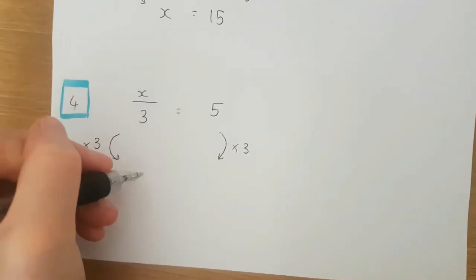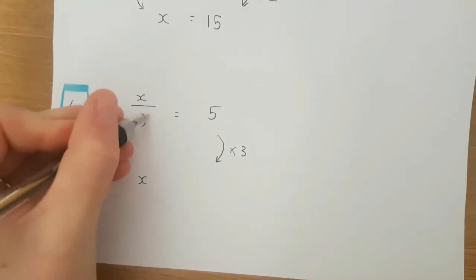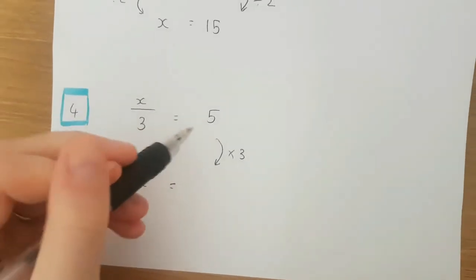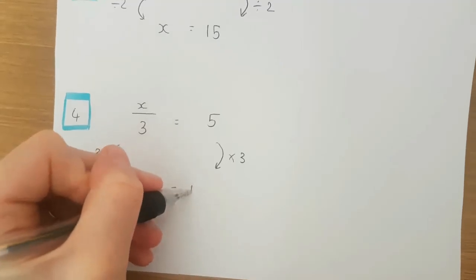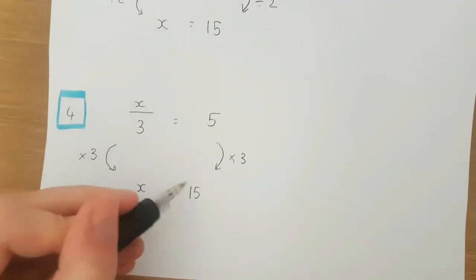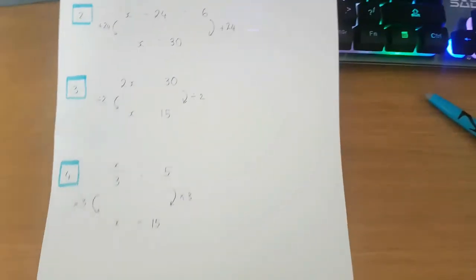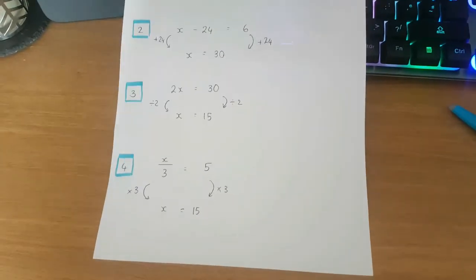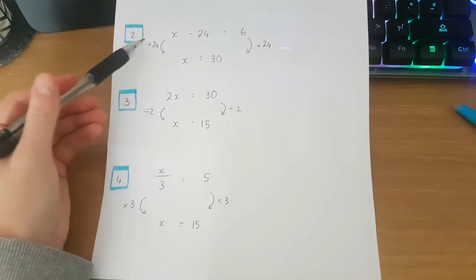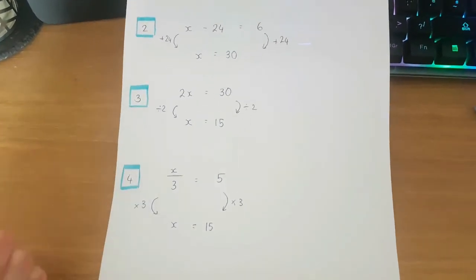When I multiply this side by 3, I just get x because I'm getting rid of this part here. And 5 multiplied by 3 is equal to 15. So I've solved this one as well and got x is equal to 15. So with all of these equations, make sure you identify what the inverse operation is, what I have to do to both sides to get x on its own.